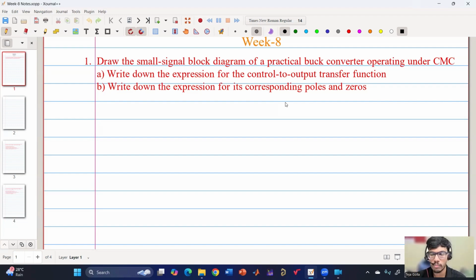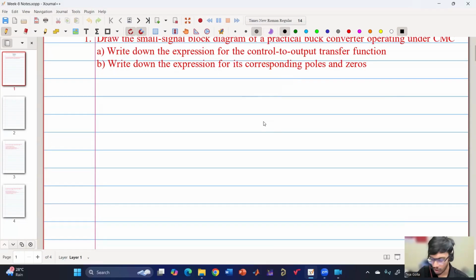And current mode control basic modeling we have already done in, I think, week 6, where we got the GVC transfer function. So it's the transfer function that will vary. The GVC transfer function for voltage mode control and current mode control will be different because they are under different controls. But if we draw the block diagram, the block diagram remains the same. So that's why I have taken this first problem, so that things will be clear. Let me draw. If you have any doubts, you can ask.